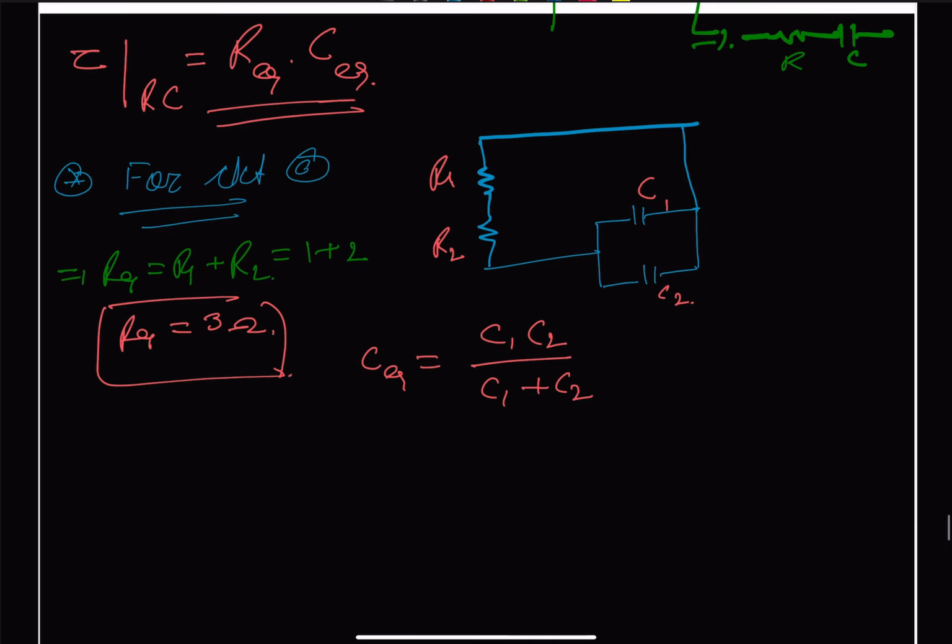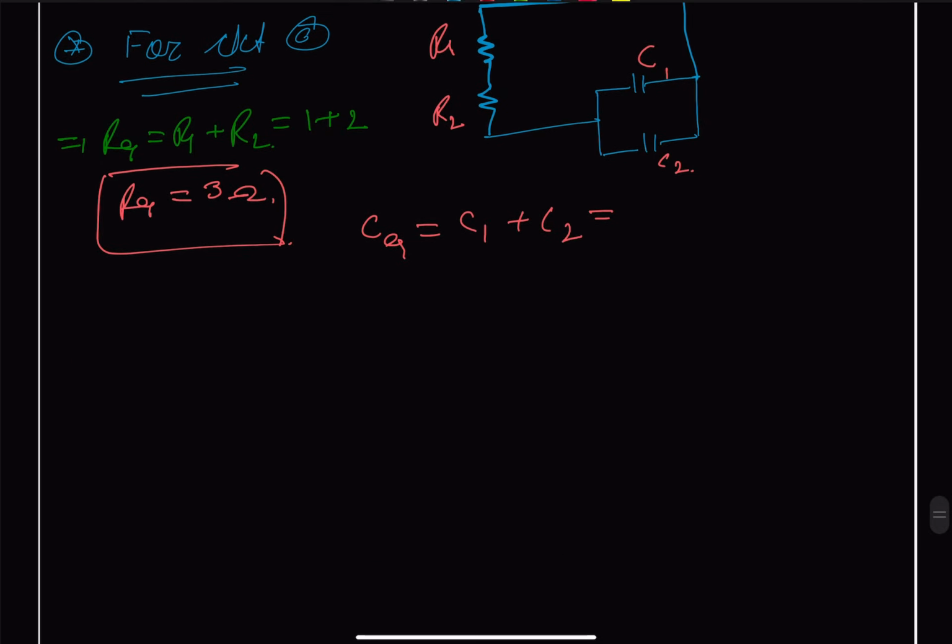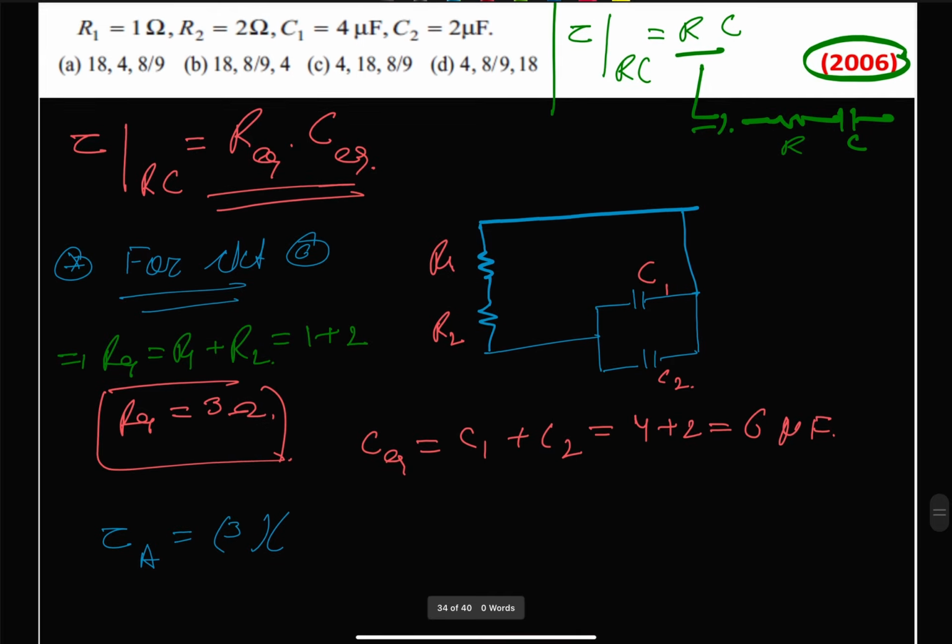Oh sorry, C1 and C2 are in parallel, not in series, my mistake. So C equivalent will be equal to C1 plus C2, because in parallel it is direct addition, which is the reverse of our resistances. C1 and C2 are given to us as 4 and 2, so this comes as 4 plus 2, which is 6 microfarad. Therefore, the time constant for circuit A is equal to 3 multiplied by 6, with 3 ohm and 6 microfarad.